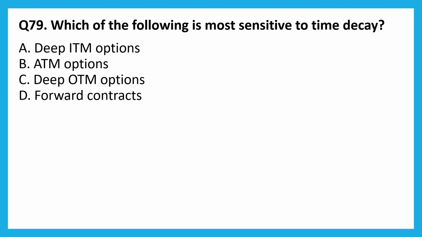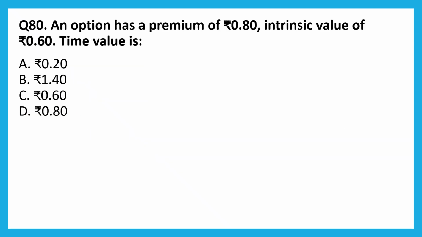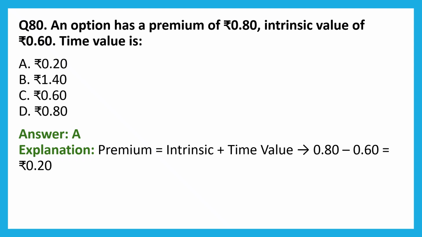Next question. Which of the following is most sensitive to time decay? Option A deep ITM options, option B ATM options, option C deep OTM options, and option D forward contracts. Correct answer is option B ATM options. Next question. An option has a premium of 0.80, intrinsic value of 0.60, then time value is option A 0.20, option B 1.40, option C 0.60, and option D 0.80. Correct answer is option A 0.20.